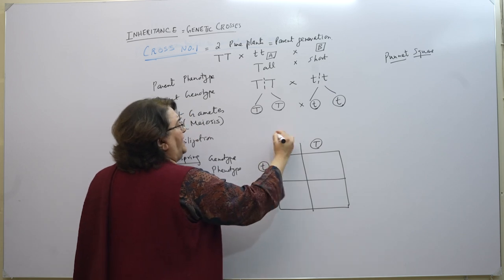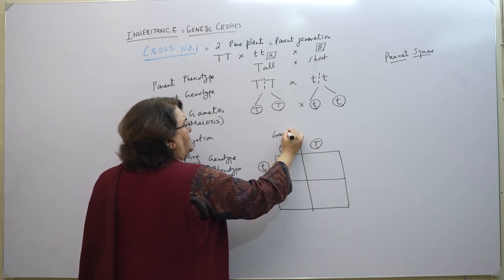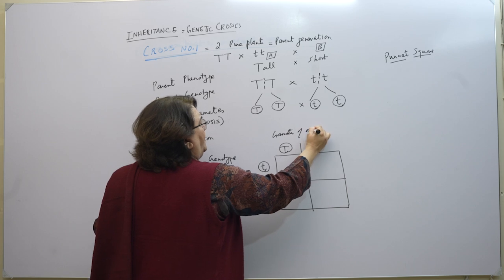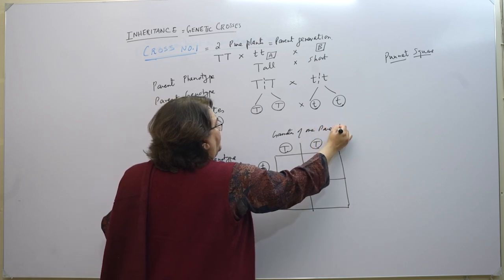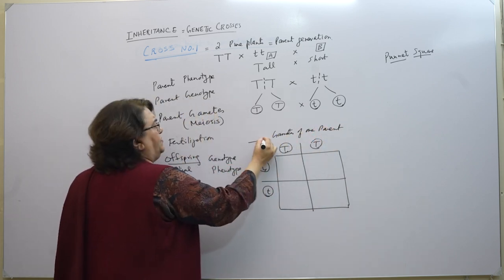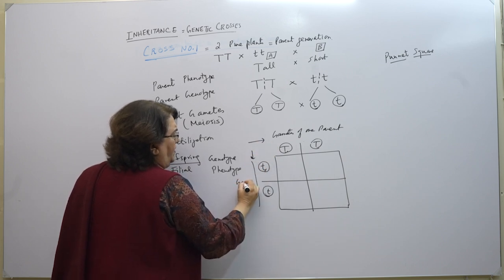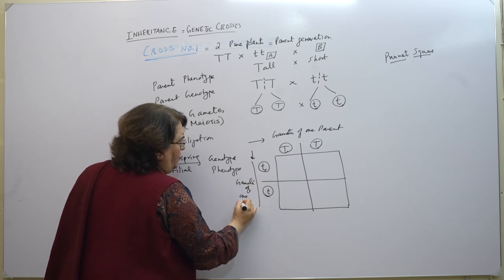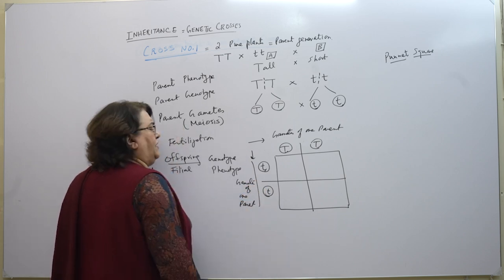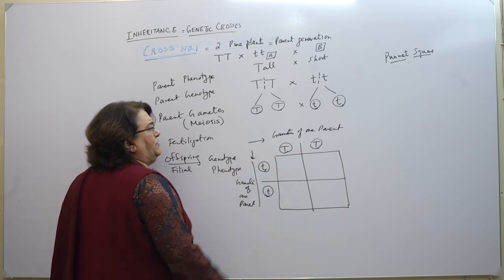So I can write down the heading as this: gametes of one parent. And this is on one side, and this is going to be, if you want to write it down, gametes of the other parent. Okay, so gametes of one parent, the gametes of the other parent.